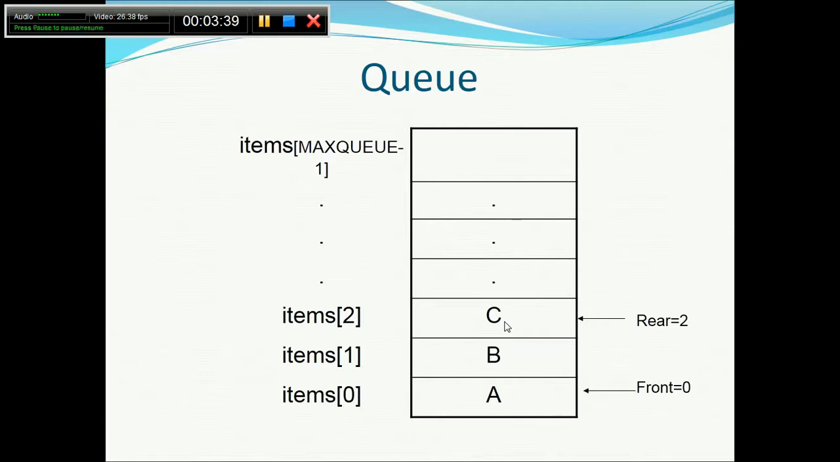Whereas the front will always point to the first element that has been inserted in the queue, and will point to that particular index only. Okay, so that is the idea. Here you can see, if you consider this as a queue, the first element inserted is A, then B, and then C. So the front is pointing to A, and the rear is pointing to C. The rear is actually pointing to the index of C, that is 2, whereas the front is pointing to the index of A, that is 0.